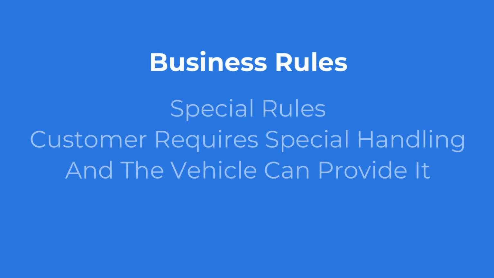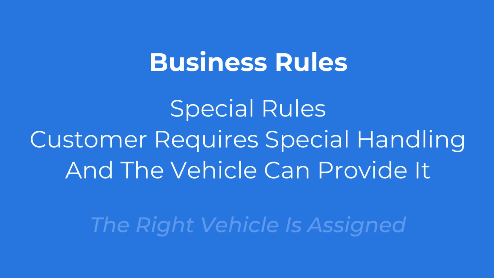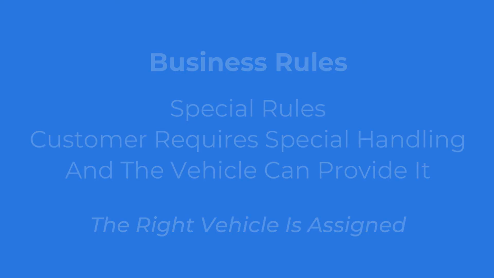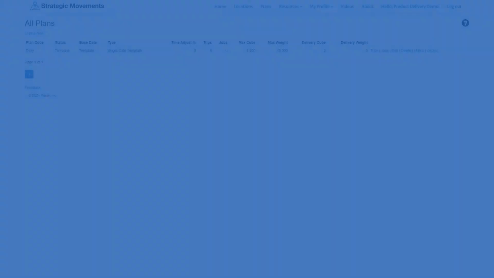Other business rules. Other rules may apply to only some vehicles and some customers. For example, only a few vehicles may have a lift gate or side door, and only a few customers could require the deliveries to be made by one of these vehicles. Route optimization must ensure that the right type of vehicle is sent to a customer that has special delivery requirements.